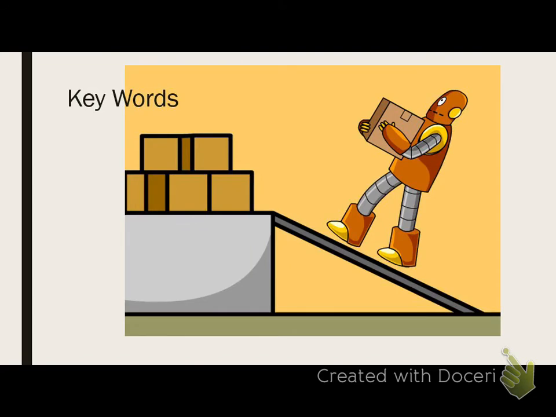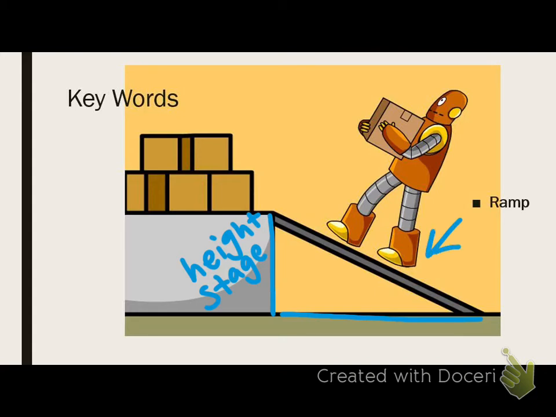What's the hypotenuse in this picture? The ramp. A ramp is a hypotenuse. And in this picture, you can see this would be like the height of a stage, or to the top of the stage. You might see that word. And then the base of the ramp to the base of the stage, that would be your horizontal. And then, of course, your ramp is the hypotenuse.